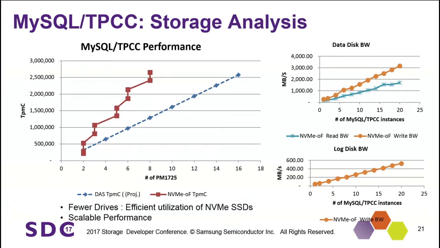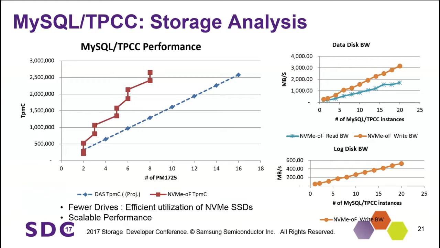Okay. So the next thing we look at is what's happening on the storage side. In this one I'm showing the number of drives themselves. How many drives do I have on the target side? Now what happened to TPMC over there? What that is trying to show is that, of course, in the DAS case, you would add a data drive and a log drive every time you try to add another compute.